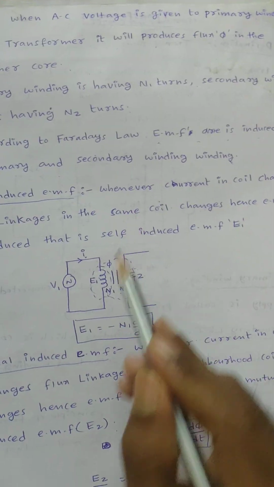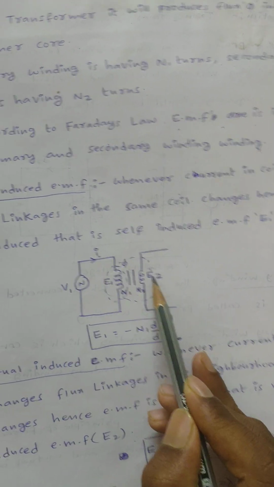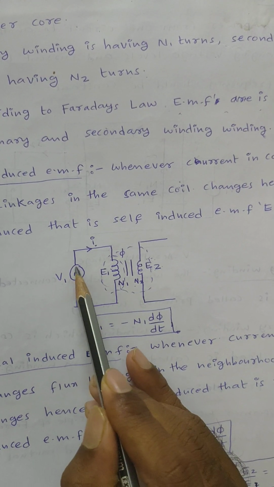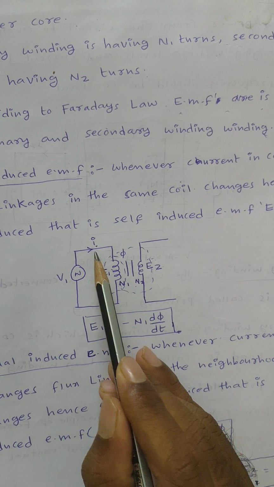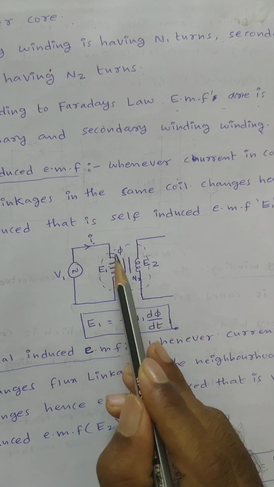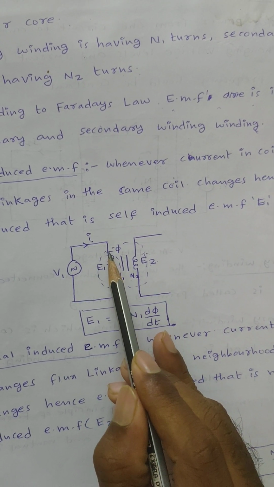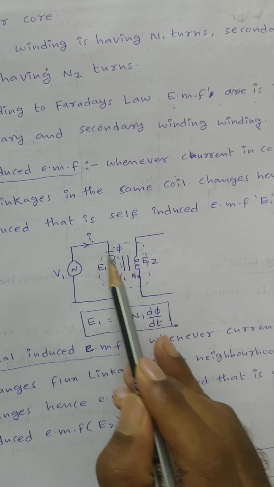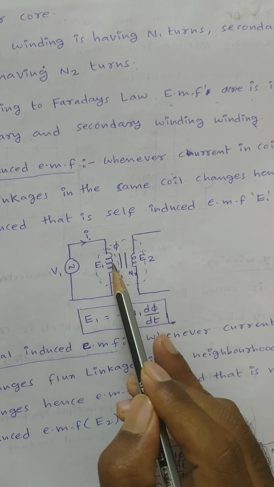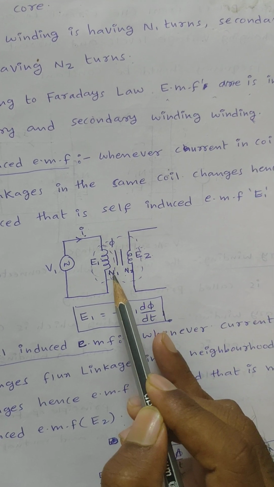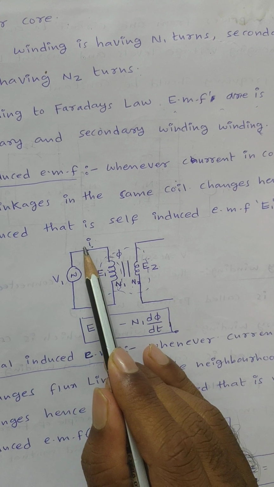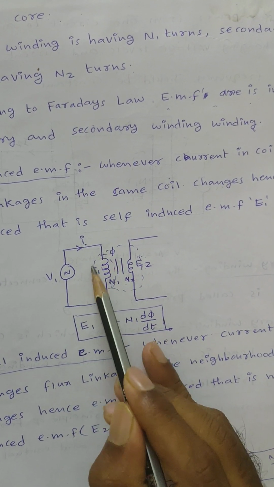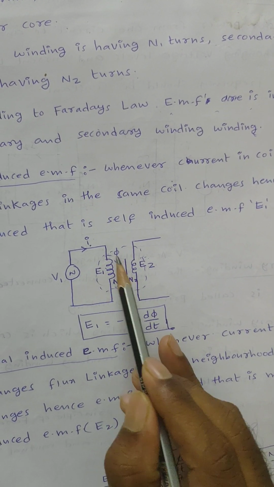According to Faraday's law of statically induced EMF, this is the primary coil and this is the secondary coil. Here we give an AC supply to the primary winding. This AC supply will produce a current, and the current will produce flux phi. Whenever the current in the coil changes, since this coil has N1 number of turns, N1 into phi is nothing but the flux linkages. Whenever the current in the coil changes, the flux linkage in its own coil changes, hence EMF will be induced.